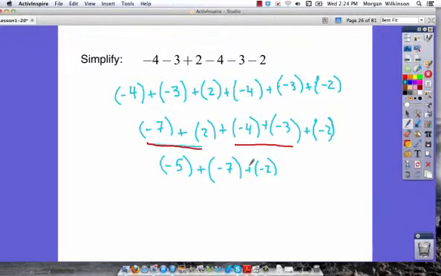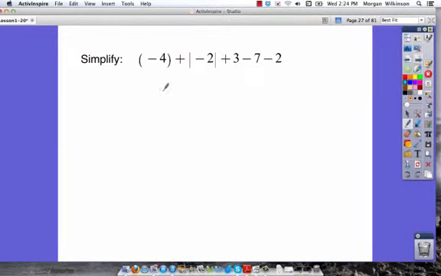Now we can go ahead and solve. We've got -5 plus -7, that's -12. We've got -12 plus -2. And we can get our final answer of -14. If you had a question, please go ahead and back up the video or write it down for our next class. Our next problem, and our final problem for this lesson, looks like this.